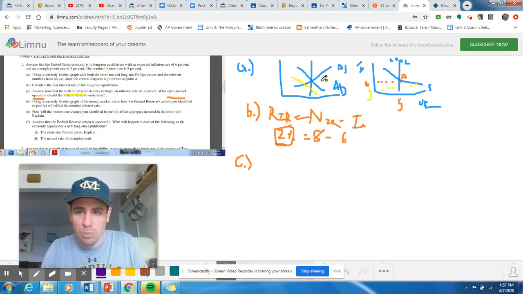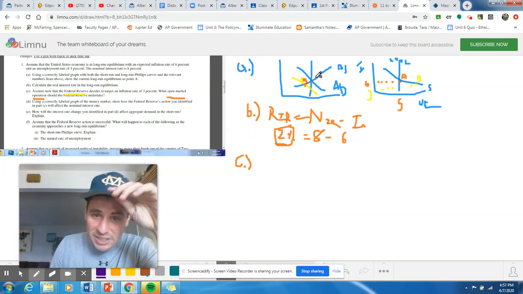So here is point B. This is where we're currently operating in the Phillips curve. Here's where we're currently operating, point B here. And remember, they should be and they are the same thing. So here's B over here. Here's B right here.